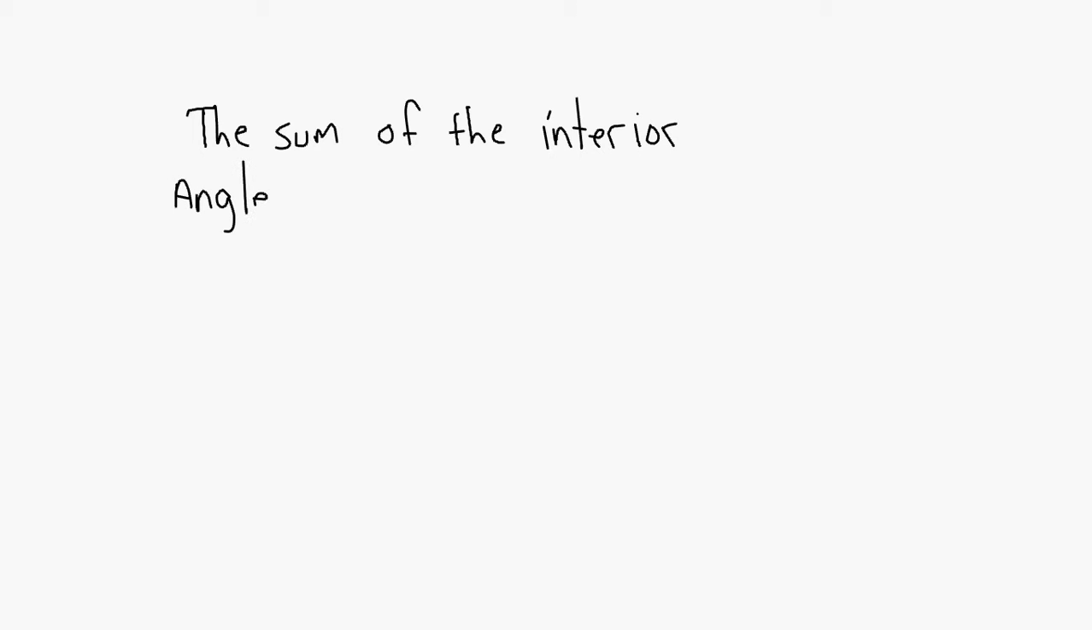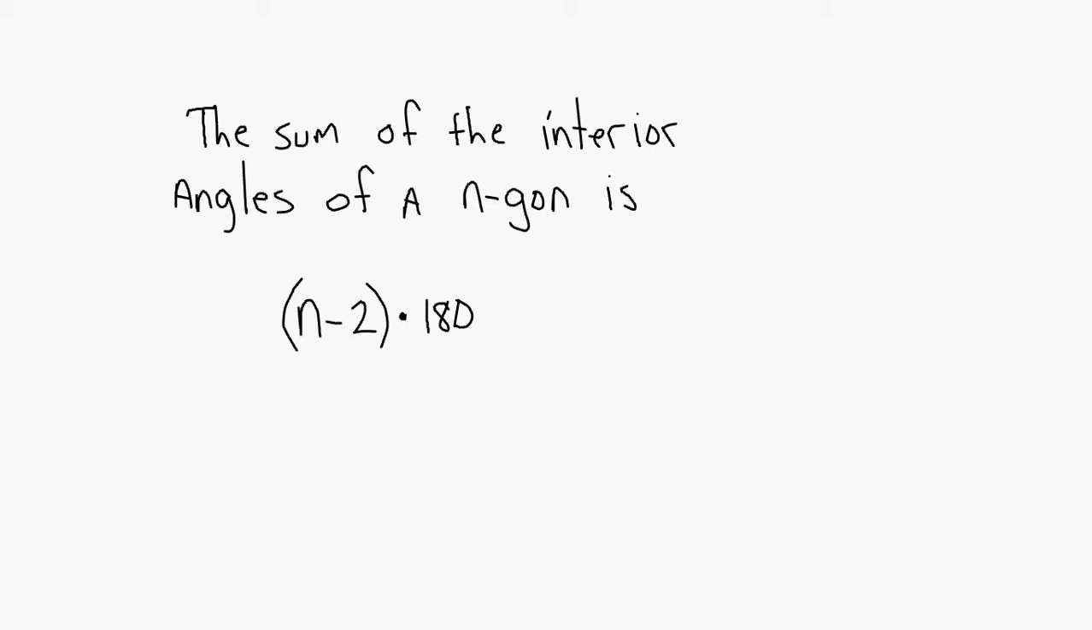So here's the formula. If you look at the bottom of 396, the sum of the interior angles of an n-gon is n minus 2 times 180, where n is the number of sides.